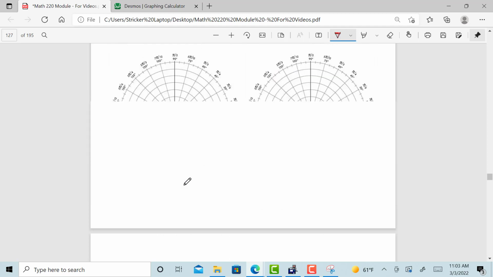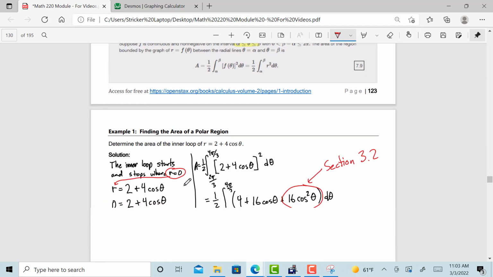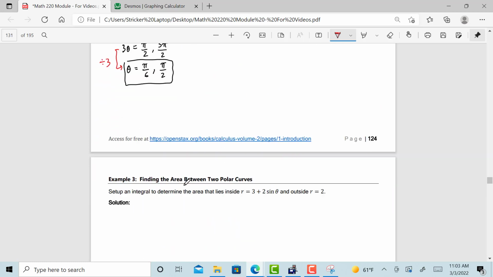So anyway, that is what I have for this first video. In the next video, we're going to take a look at finding the area between two polar curves. That's a little bit different than what we've done so far in the first 2 examples.